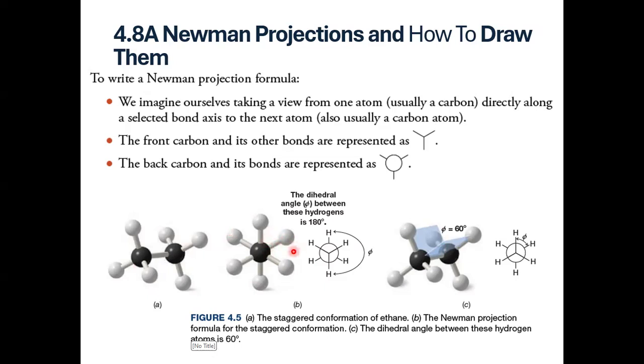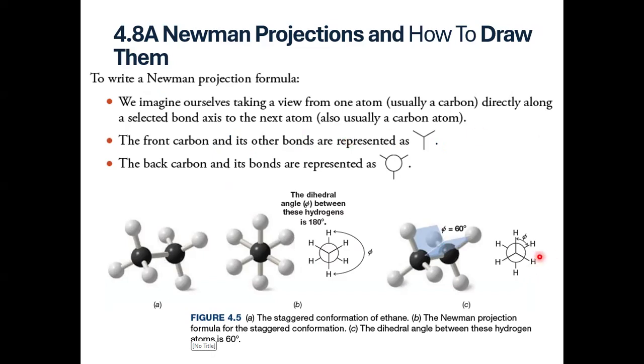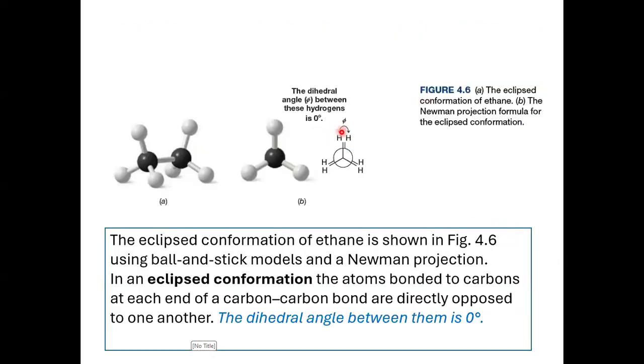If you rotate this by 60 degrees, like this, the hydrogens are now aligned, and the dihedral angle between these two adjacent atoms would now be 0. Rotate it another 60 degrees, and the hydrogen and hydrogen are aligned here, and the dihedral angle would now be 0. This is through the rotation about the carbon-carbon bond, which is a sigma bond.